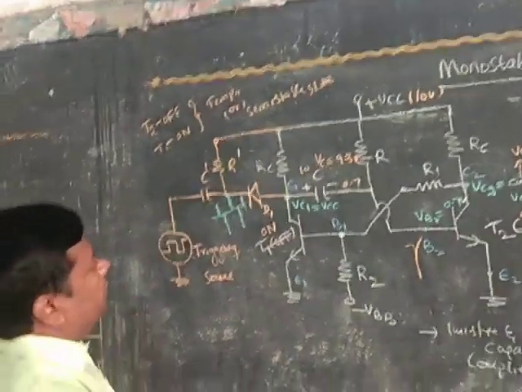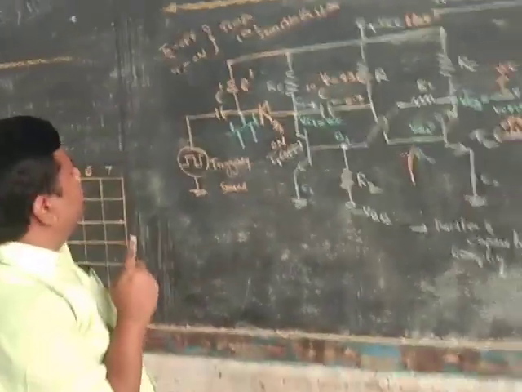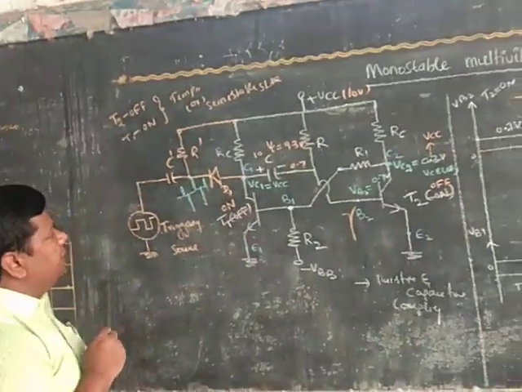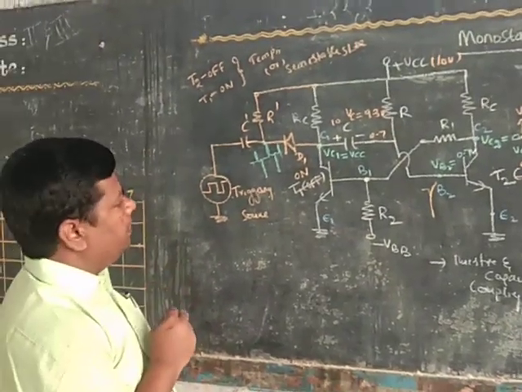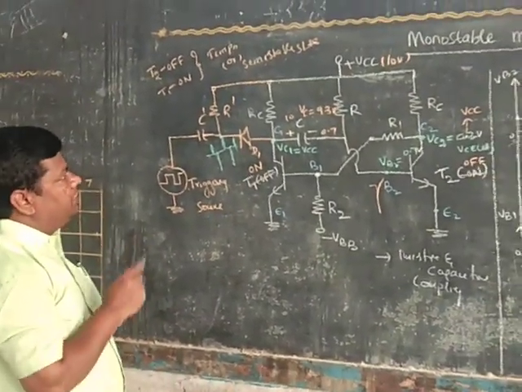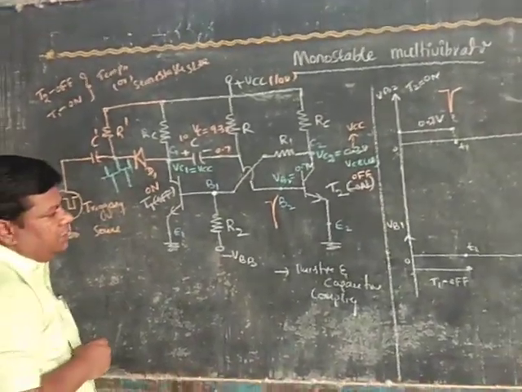This is the temporary state or semi-stable state. Already we know that we did not require any triggering signal to change the temporary state. Depending upon the circuit time constant, the circuit itself changes the state. Now observe the capacitor analysis here.